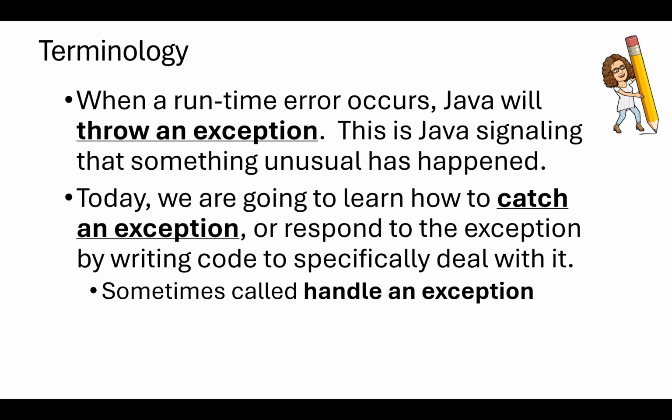So some terminology we need to get through. When a runtime error occurs, Java throws an exception. Throwing an exception is basically Java signaling that something unusual has happened. There is an error, and it needs to tell me that it cannot continue on. Today, we're going to learn how to catch an exception, or basically respond to the exception by writing code to specifically deal with it. Sometimes people will call this handling an exception. So catching and handling are kind of both the same kind of thing, depending on what you're seeing.